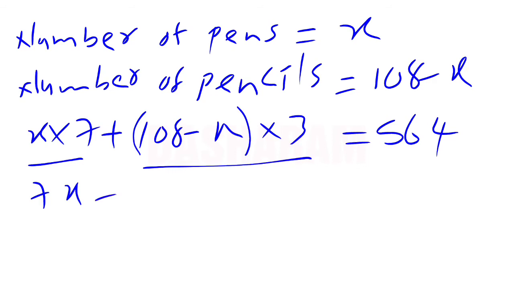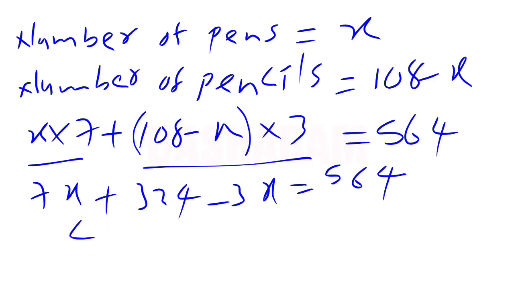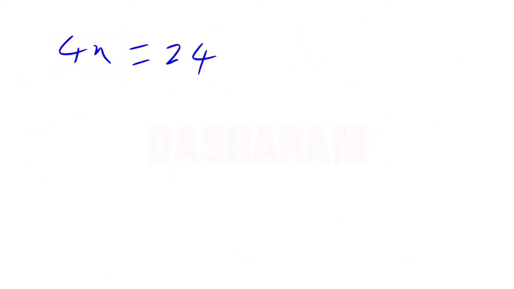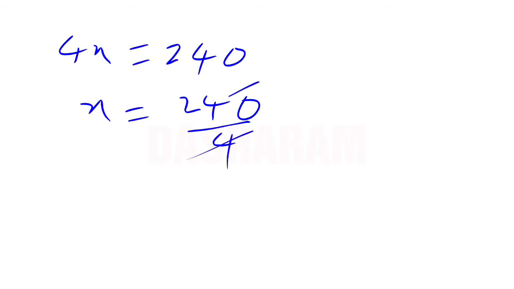So 7x plus 108 into 3, 8 3s are 24, 2 carry, 324, minus 3x equals 564. 7x minus 3x is 4x, equals 564 minus 324. So 4x equals 564 minus 324, 240. Then x equals 240 divided by 4. 4 ones are 4, 4 6s are 24, and here 0. Then x equals 60.